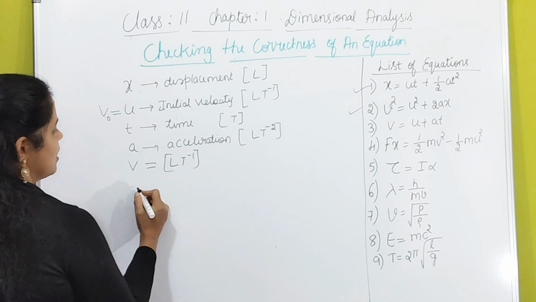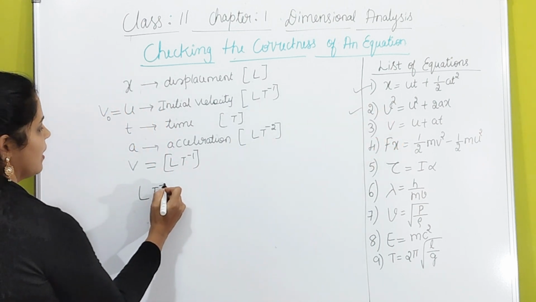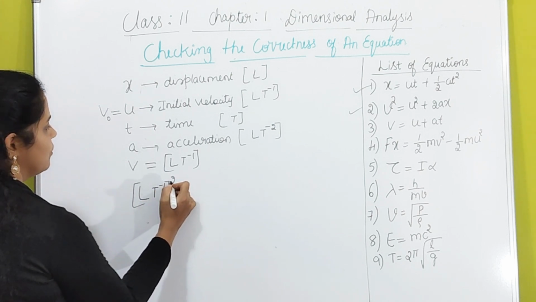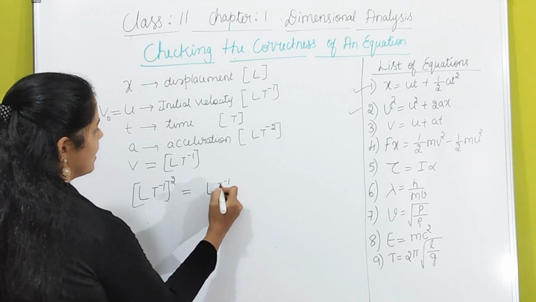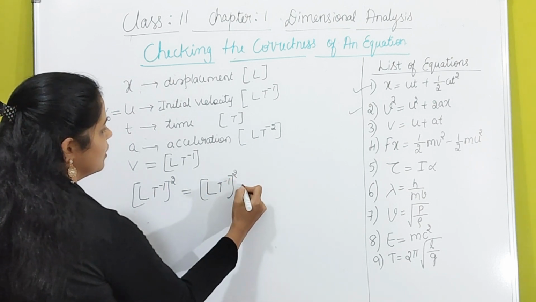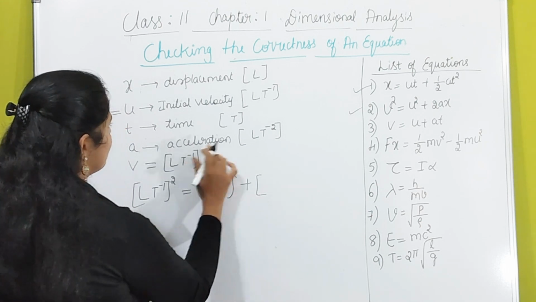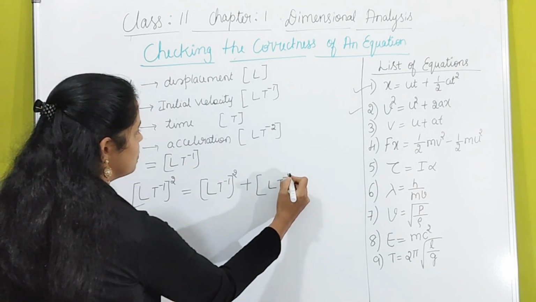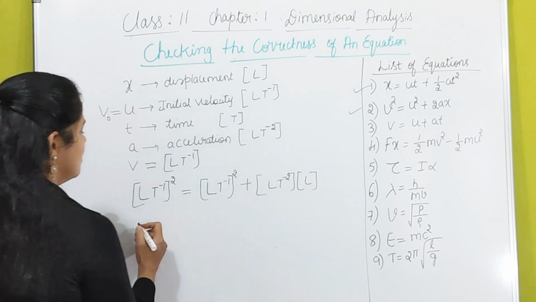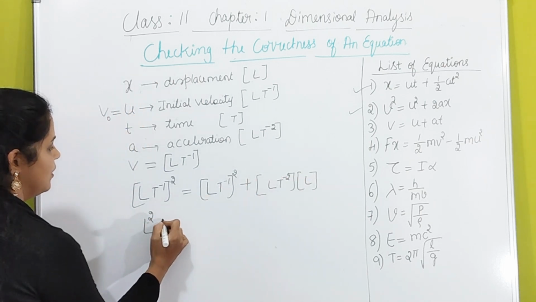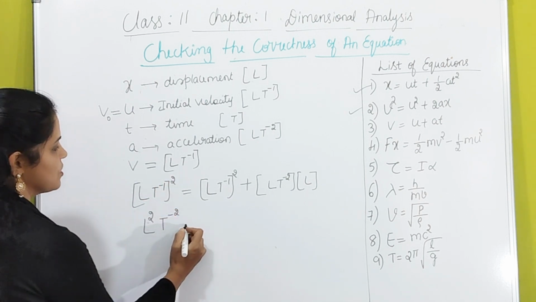Now let us substitute. For v square, write the dimensional formula (LT minus 1) to the power 2. For u square, the dimensional formula is (LT minus 1) to the power 2, plus 2 has no dimension. The dimensional formula of a is LT minus 2, into x. X is L. Now we can write this as L square t to the power minus 1 into 2. Minus 1 into 2 is minus 2.